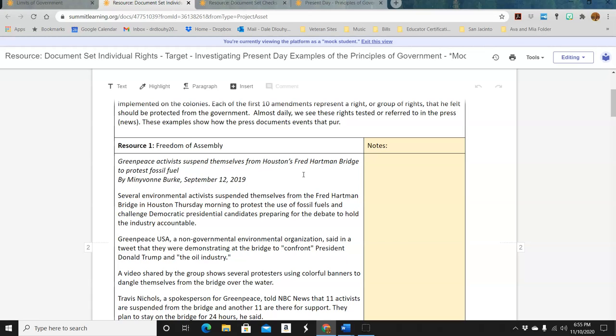So if you know that bridge, the Fred Hartman, there was a bunch of environmental activists who tied themselves to it to protest. It says several environmental activists suspended themselves from the Fred Hartman Bridge in Houston Thursday morning to protest the use of fossil fuels and challenge the Democratic presidential candidates preparing for the debate. So essentially, you have a bunch of Greenpeace activists who dangled off the bridge by some rope, and the police said, okay, well, they're just expressing their First Amendment right, freedom of assembly.